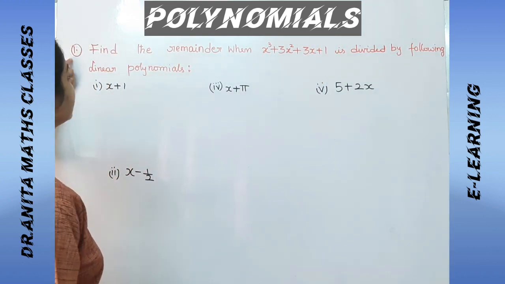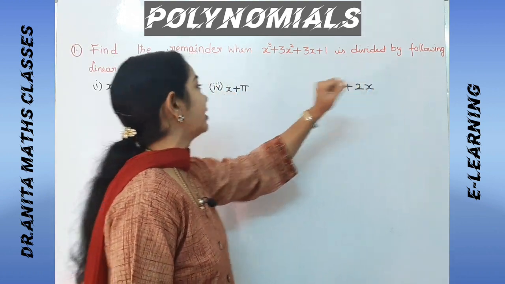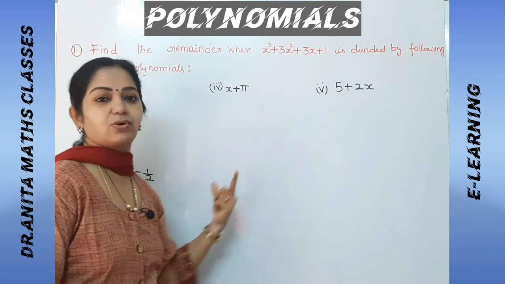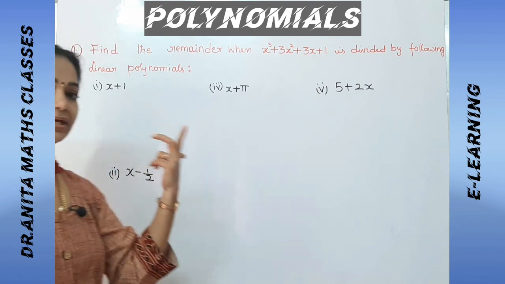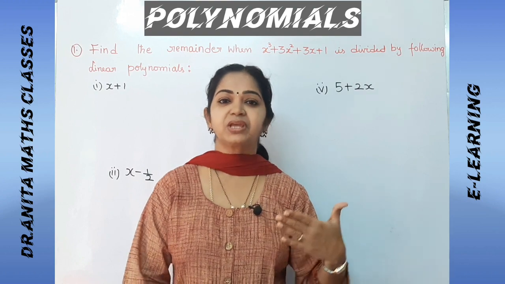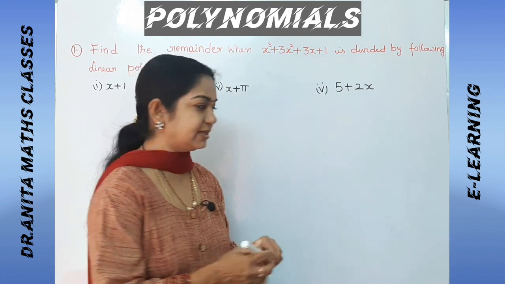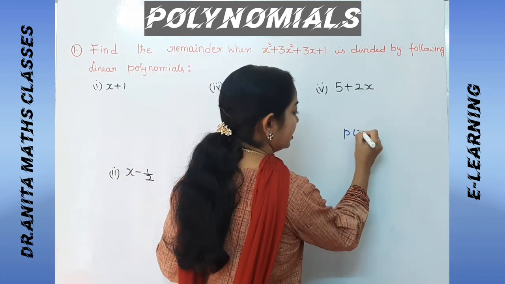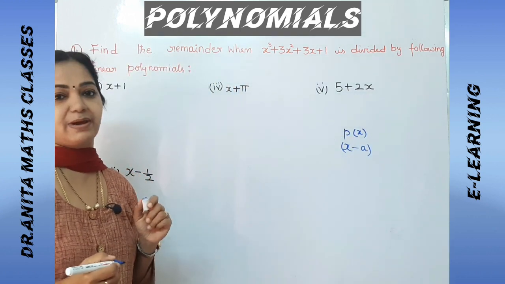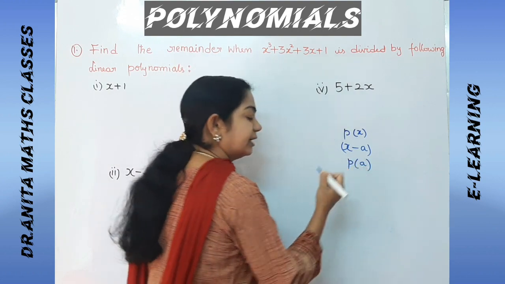In that exercise, the first problem is: find the remainder when this cubic polynomial is divided by the following linear polynomials. Now, what does the remainder theorem tell us? That when p of x is a polynomial and it is divided by a linear polynomial x minus a, then the remainder is p of a. This is the remainder theorem.